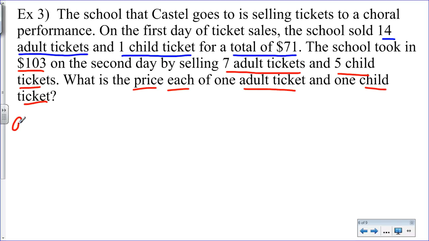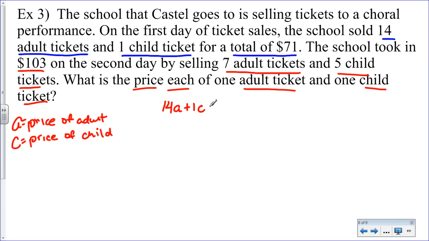Okay, so I'm going to use A for price of adult, and I'm going to use C for the price of the child. And we're going to write 2 equations. The first equation is coming from the first day. Second equation is coming from the second day. So if the first day we had 14 adult tickets and 1 child ticket for a total of $71, my equation is 14A plus 1C equals 71. On the second day, we had 7 adult tickets and 5 child tickets for a total of $103.